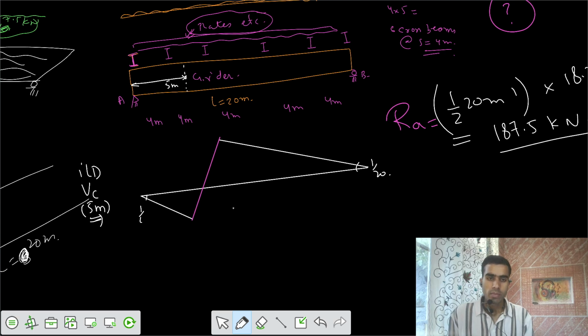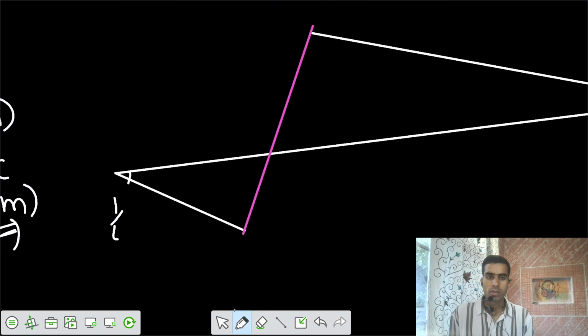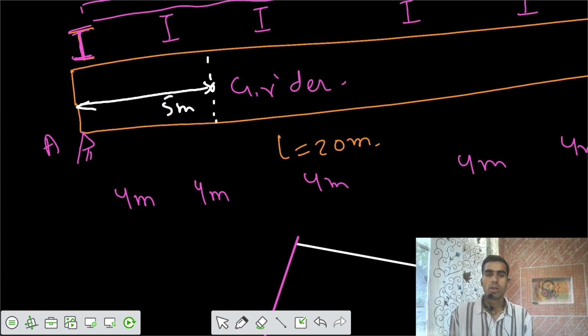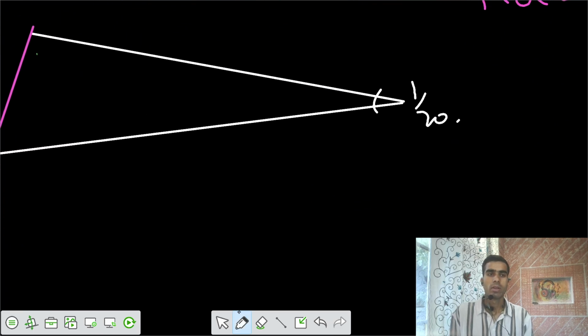This is 4 meter, this is 4 meter, and 5 meter would be somewhere here by similar triangles. You can get why the section was at 5 meter. From this side, this is 4 meter, and up to this there is one more 4 meter unit. After that we have 12 meter from this side. This is 12 meter.